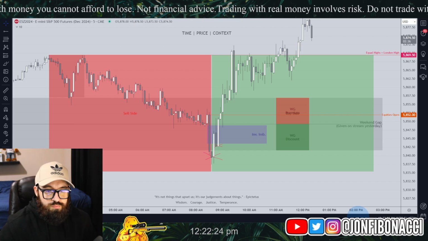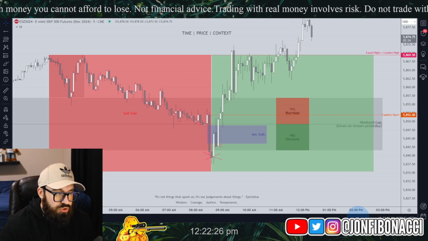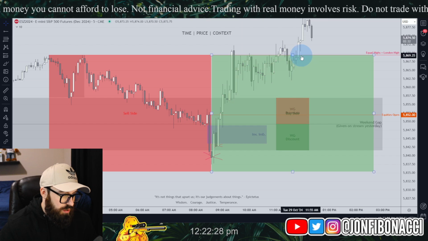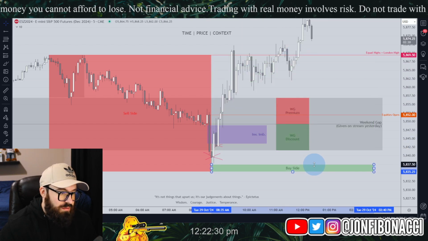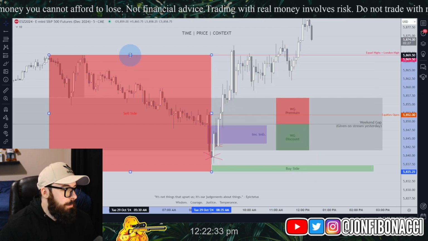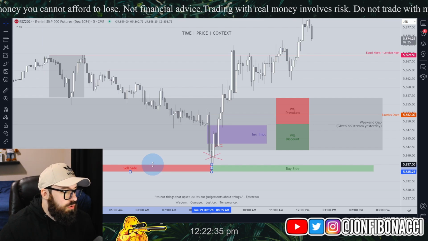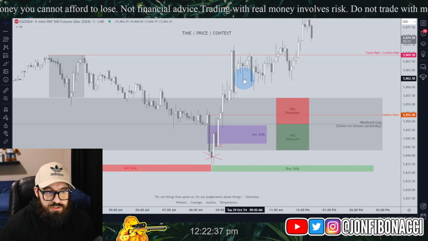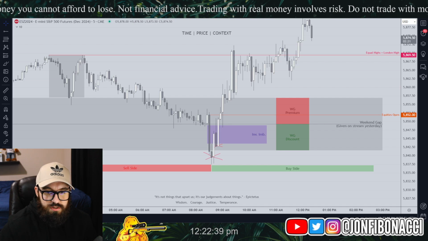Now, in order to prevent my chart from looking like a traffic light, what we're going to do is just scrunch that up. And that's why it looks like this. So it looks a lot cleaner. That way we can actually see what's going on instead of having a bunch of colors everywhere.